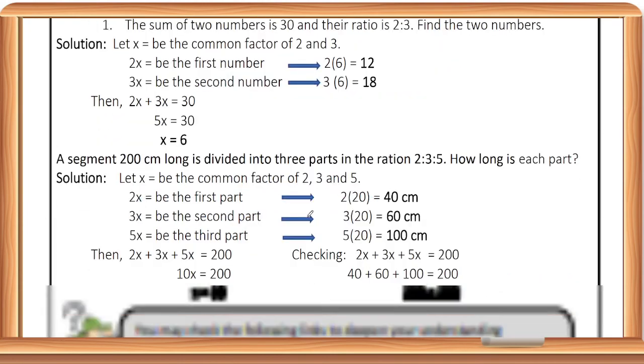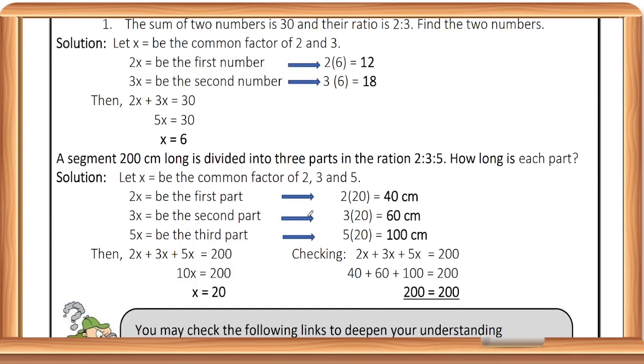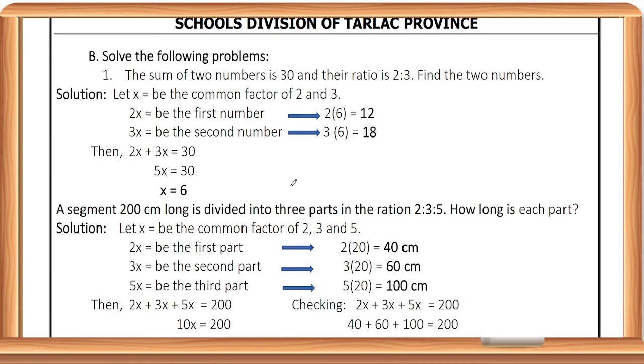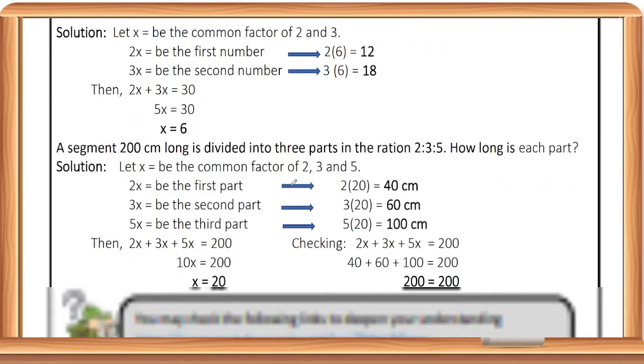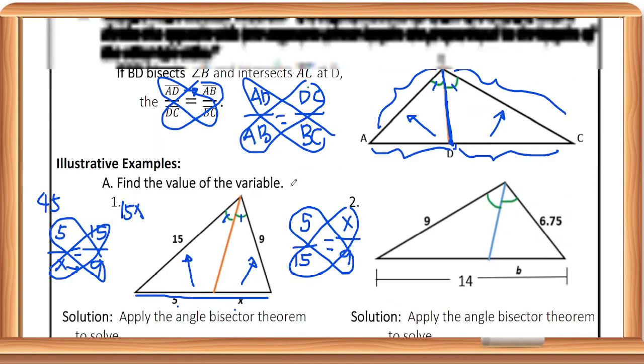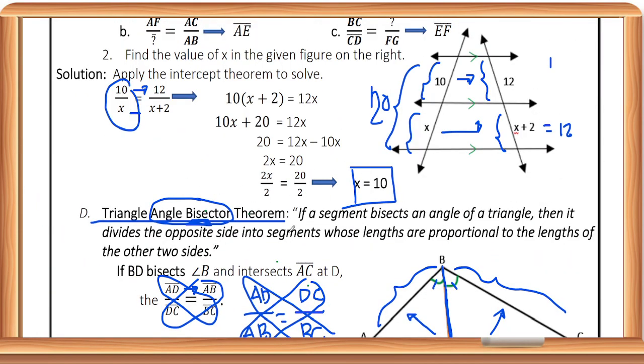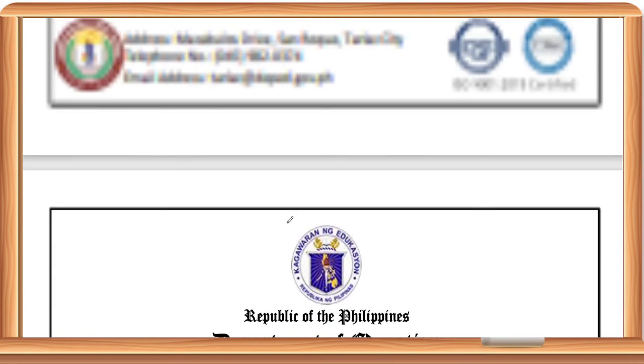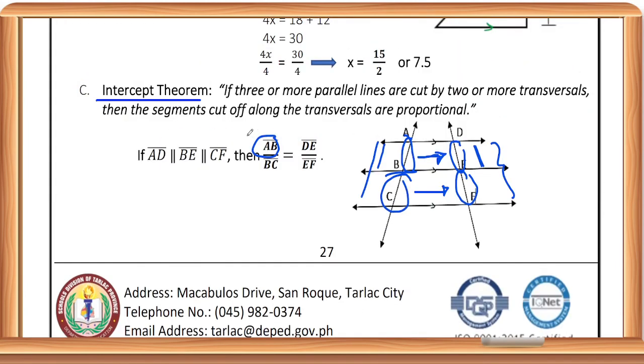So far, yan yung magiging lesson number 8 natin using problem solving using the different theorems, no? In basic proportionality theorem, we have also the triangle angle bisector theorem. We have the converse of the basic proportionality theorem and the intercept theorem. Intercept when it involves three parallel lines cut by two transversals. Okay? So you have any more question regarding this?